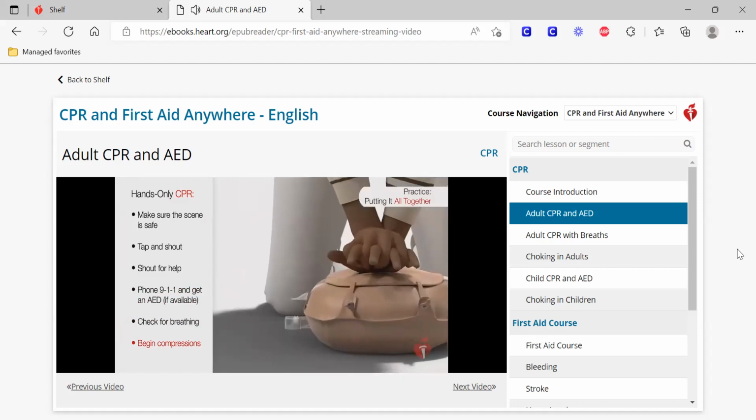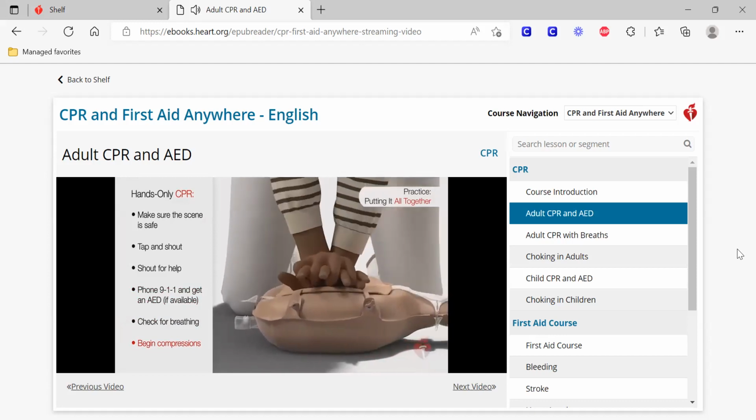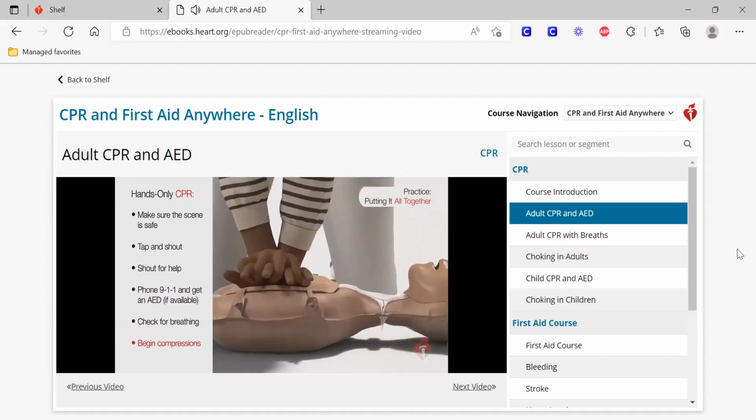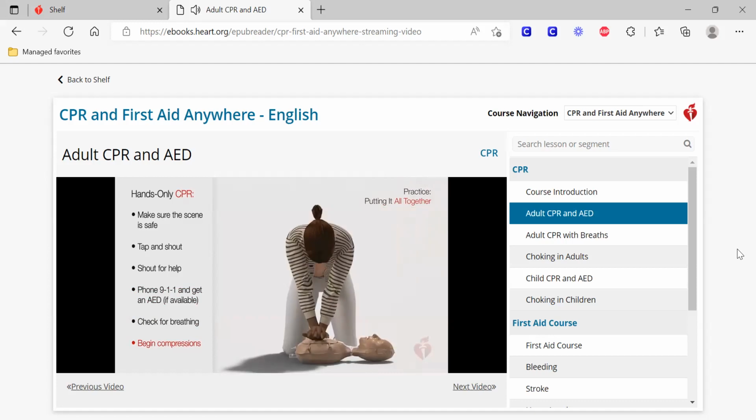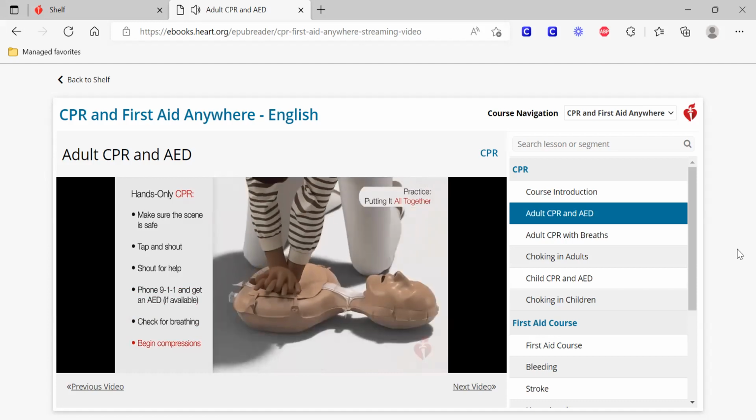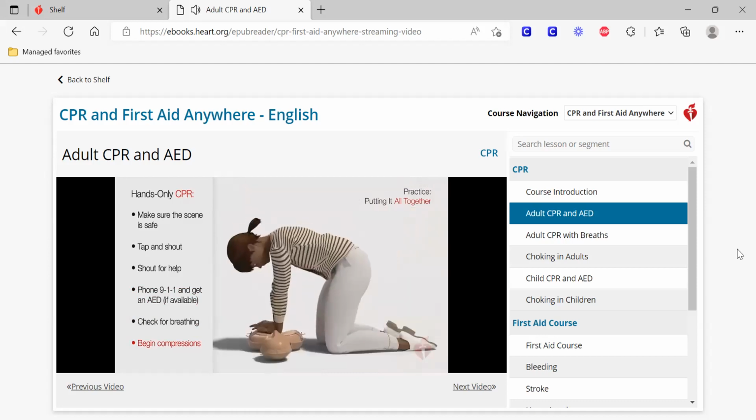If you can't push hard enough to make Minnie Ann click, that's okay. Just keep pushing down hard on the chest and keep trying. In a real emergency, you'll give compressions until the AED arrives, medical help takes over, you physically can't continue, or the person starts to respond.